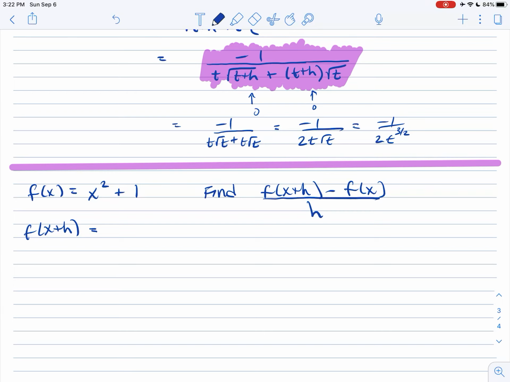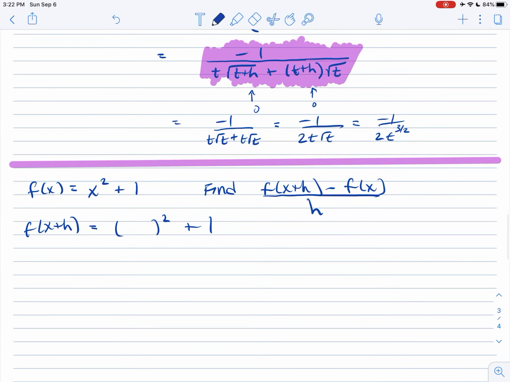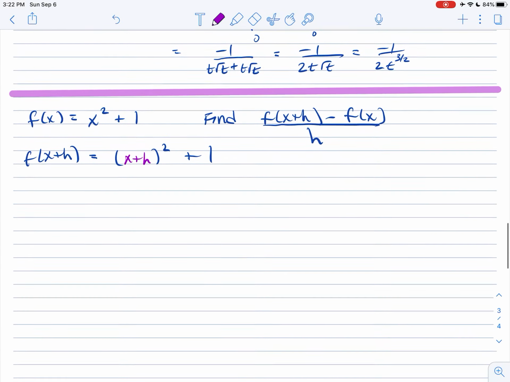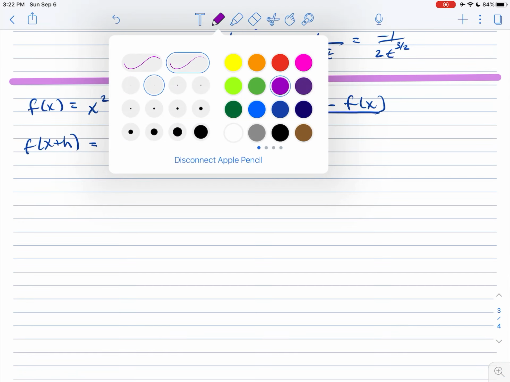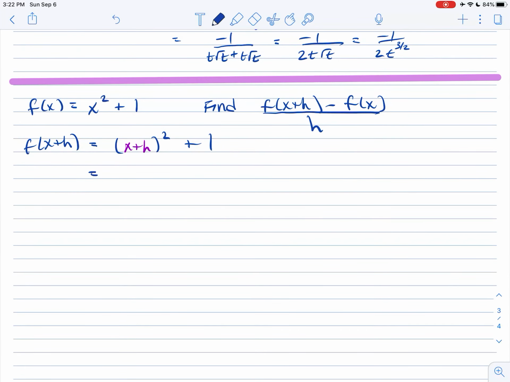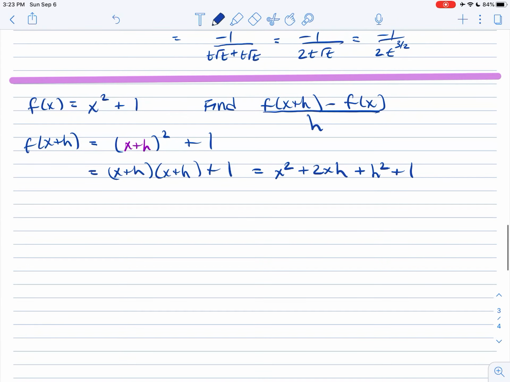Good. So we already have the value of f of x. So what is the value of f of x plus h? The value of f of x plus h is going to be x plus h squared plus 1. And please do not distribute the exponent. That is going to be x plus h times x plus h, plus 1. And that's going to give us x squared plus 2xh plus h squared plus 1.